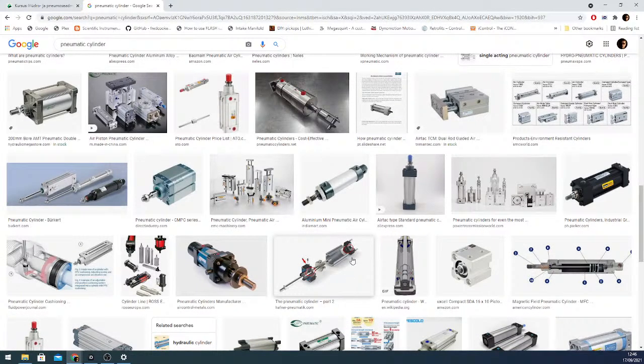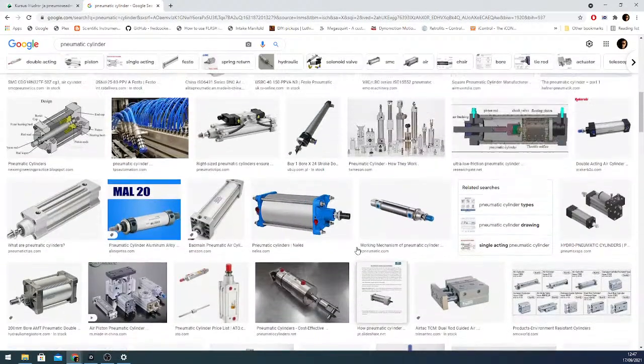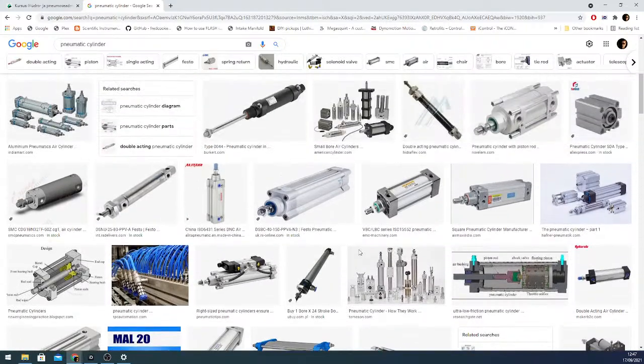So in this lecture, first I'm going to just go through some of the manufacturers and what kind of cylinders the manufacturers provide us, and then I'll talk about the construction of the cylinders, what kind of elements they have, and then hopefully if we have time left we can start calculating the cylinders.